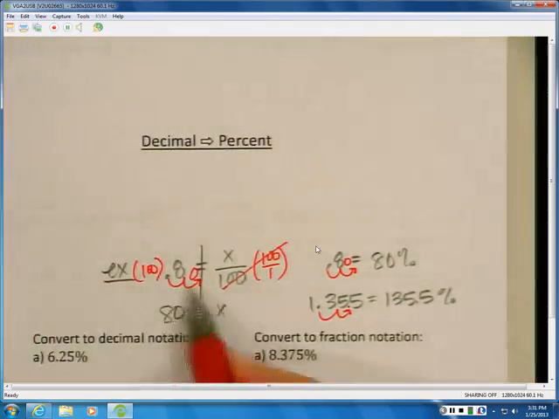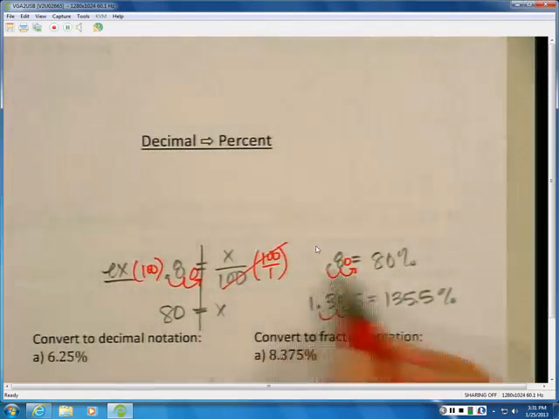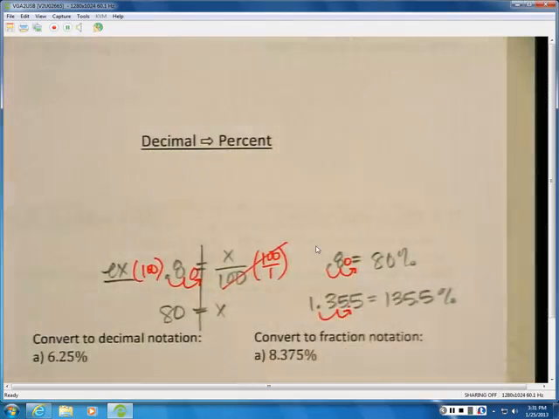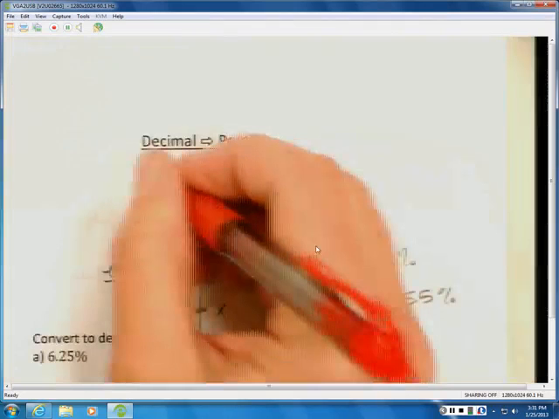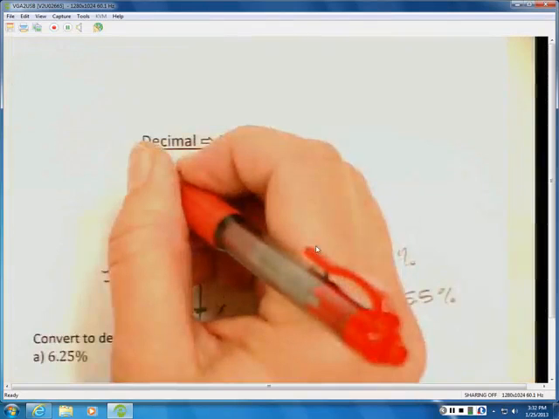You can write the equation and solve the equation for x, or you can use the shortcut where you move the decimal. Either is fine with me as long as you understand what you're doing and you're comfortable with that. Again, the shortcut: move the decimal 2 scoops to the right.